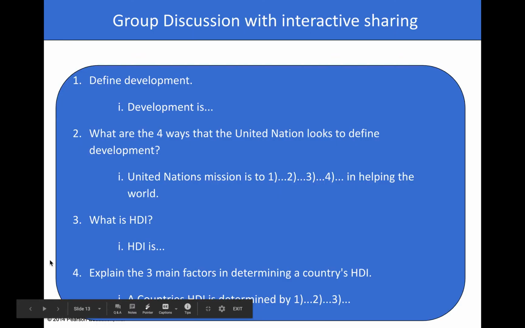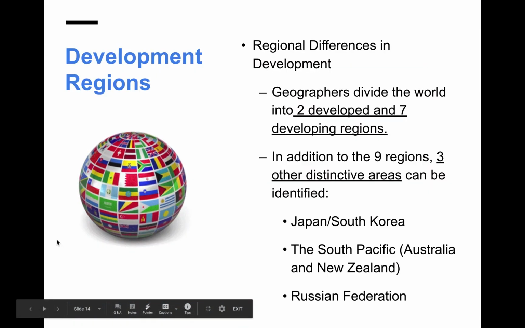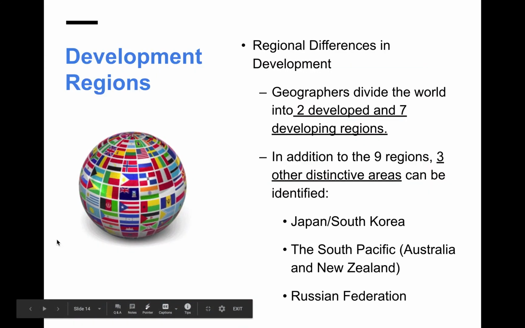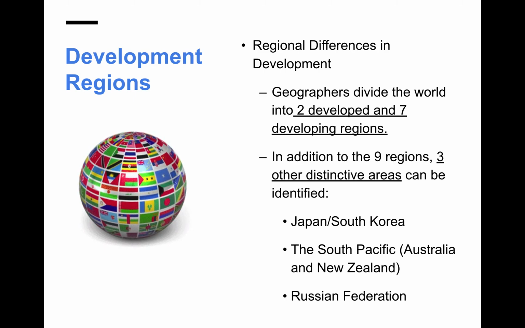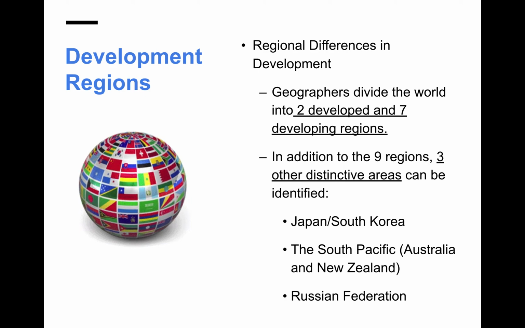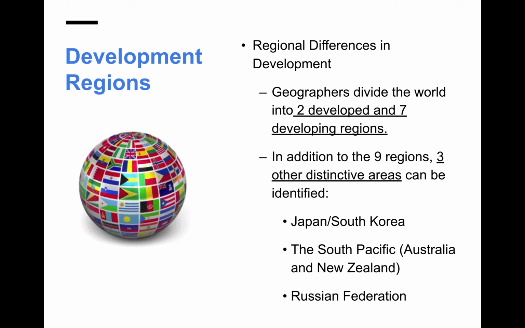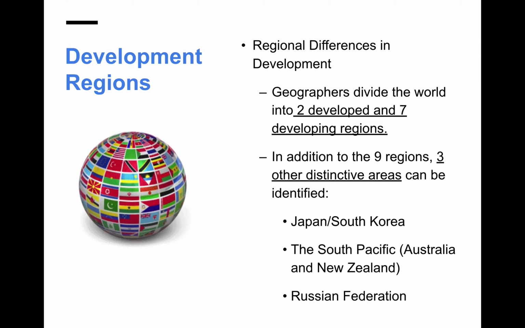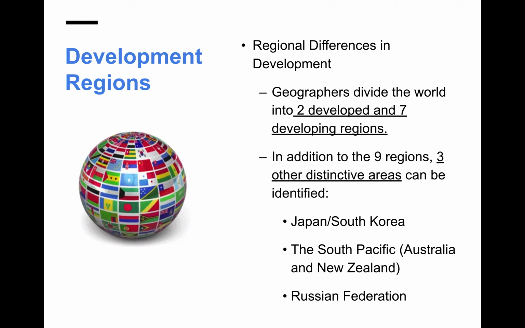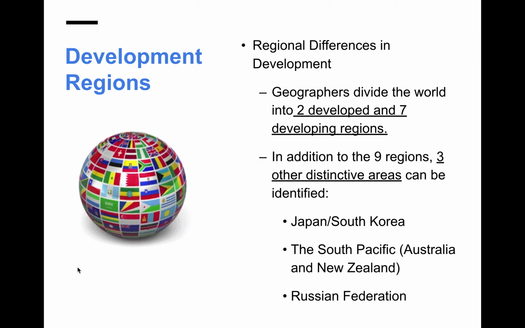Okay, quickly review what we've covered. All right, developing regions. We divide the world into seven developing regions and two developed regions. In addition to the 9 regions, 3 other distinct regions, as already mentioned, outliers are Japan, South Korea, in the South or Oceania, the South Pacific, Australia, New Zealand, and then Russian Federation.